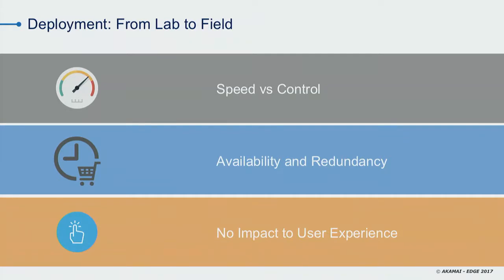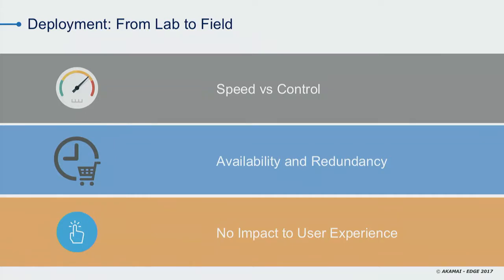The other one is availability. It's nice to add new functionality to your app, but how do we make sure it's highly available? What happens if the feature doesn't work as well as we hoped? How do we make sure it's not going to cause disruption to the business? So we want some kind of availability as well as redundancy.